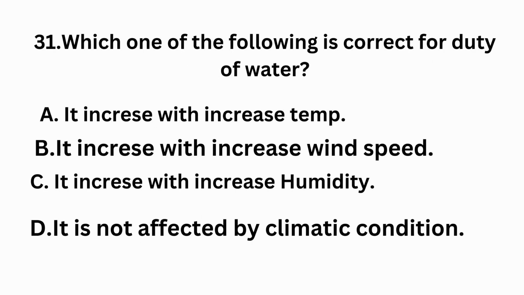31. Which one of the following is correct for duty of water? A. It increases with increased temperature. B. It increases with increased wind speed. C. It increases with increased humidity. D. It is not affected by climatic condition. So the right answer is C. It increases with increased humidity. The term duty means the area of land that can be irrigated with a unit volume of irrigation water.